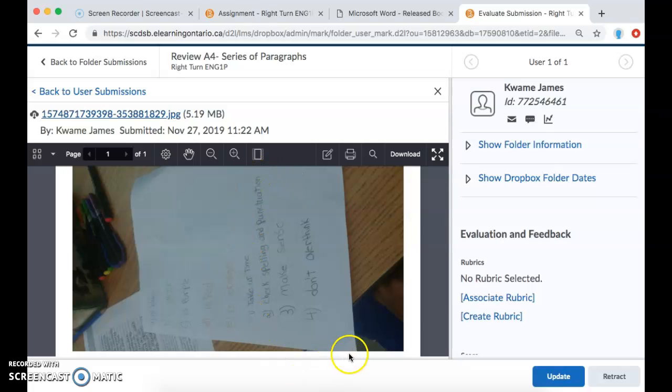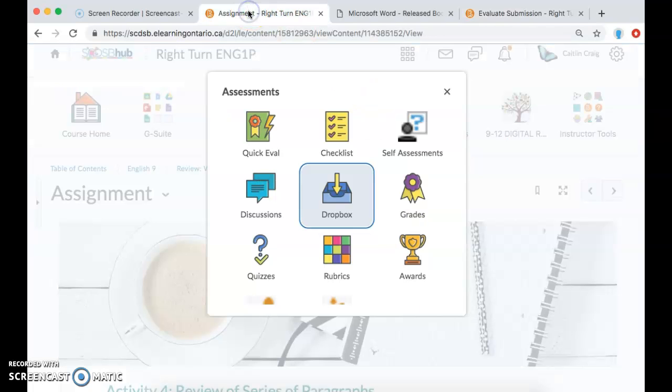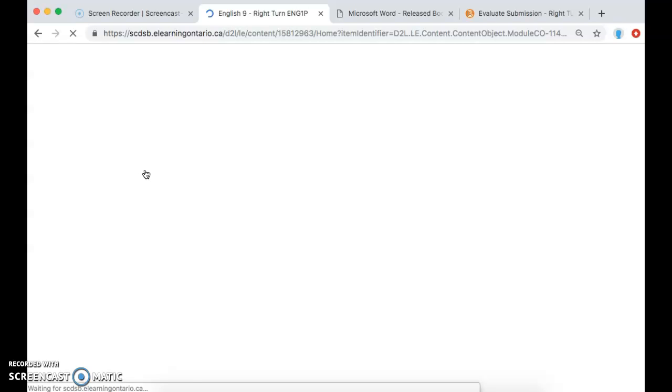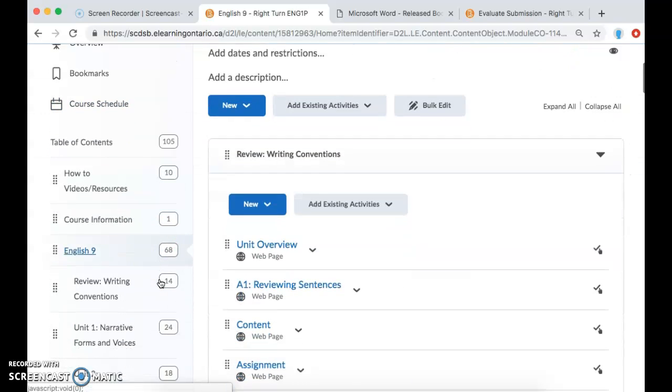Sound good? Okay, so I'm going to go back to our screen here and we're going to go back to Unit 2, the summative assignment, and we're just going to take a look.